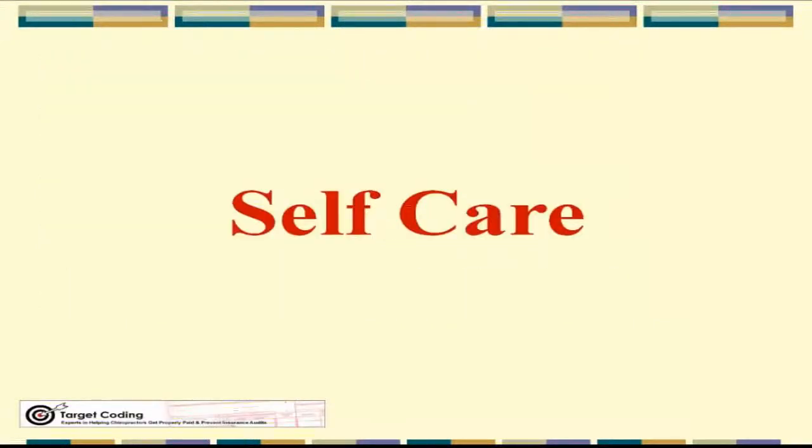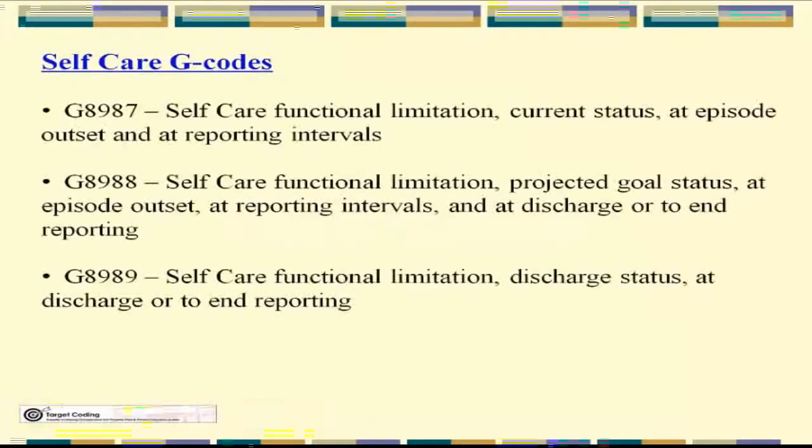Next is self-care. This is huge. Here are the 3 codes, G8987, self-care functional limitation at the outset, beginning, current episode. G8988, projected goal, functional limitation with self-care. G8989 is self-care functional limitation at discharge. So what does this entail?